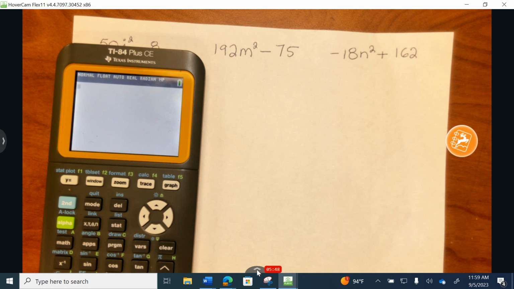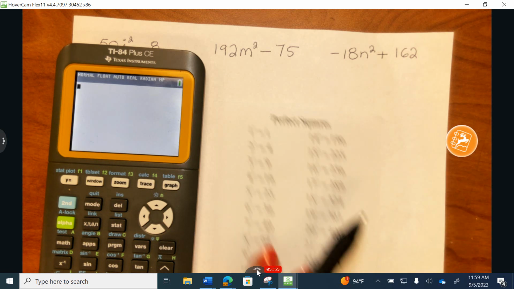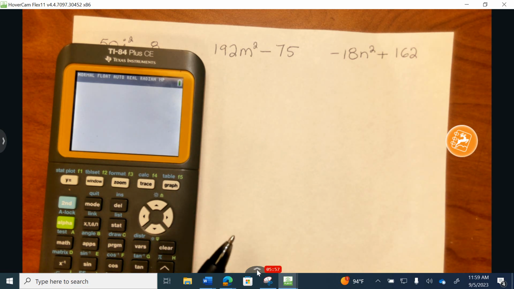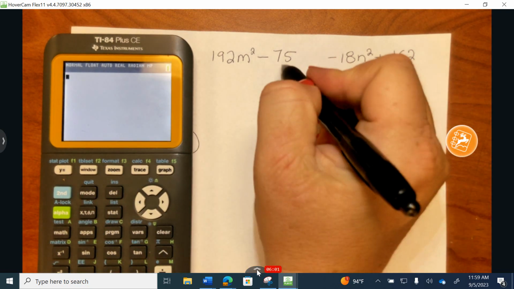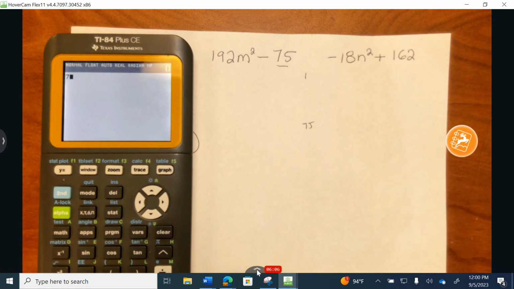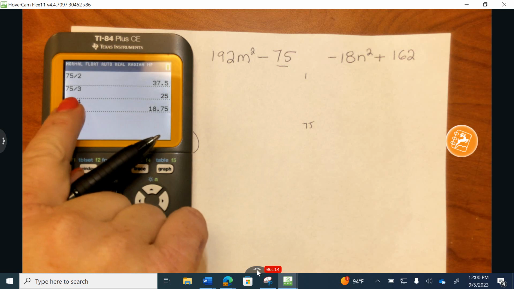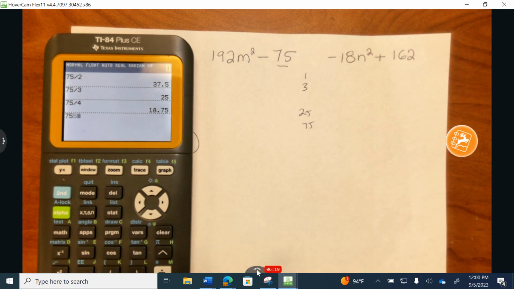Okay, 192 and 75. 192, no, and 75, no. Okay, they do not work. So what can I do here? Well, let's go with the smaller of the two numbers, 75. Let's divide 75. I know 2 doesn't divide, I know 3 works, and I know 5 will work as well. Can't forget about 3.